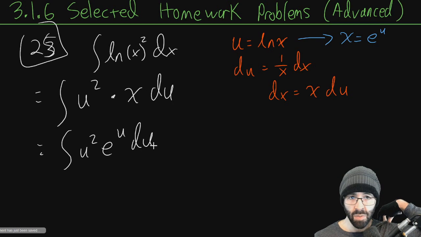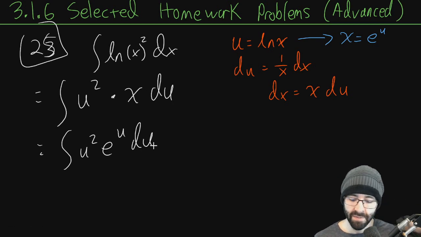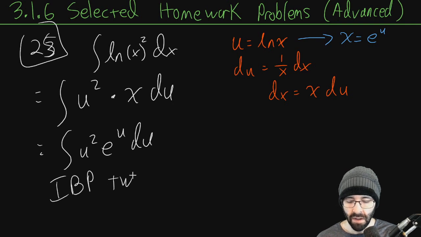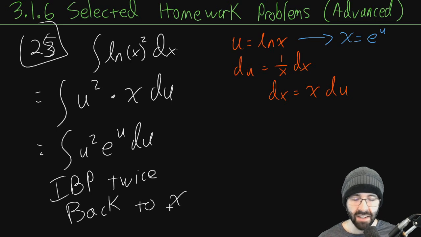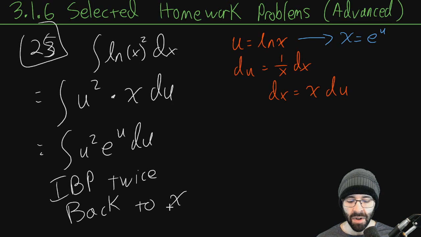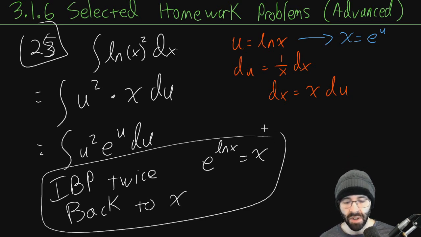I'm not going to finish this problem because we've basically already done it. Integration by parts twice, and then put everything back in terms of x at the end. And remember that e to the ln x is just equal to x. You'll need to use this. So those are the three things. Again, the answer is in the back of the book. But this is how to start, and those are the three things that you're going to be aware of to get to the answer.